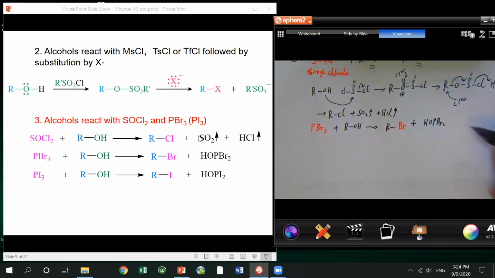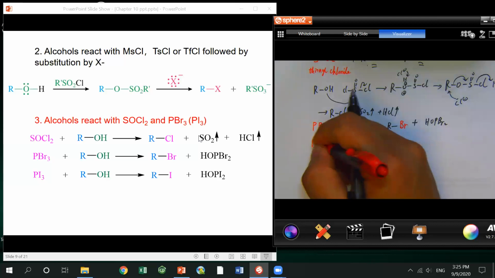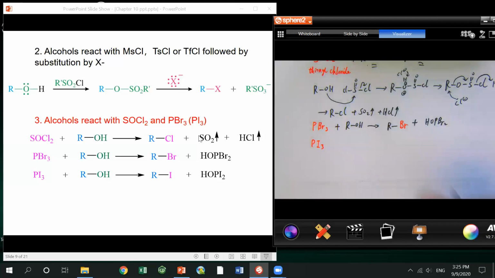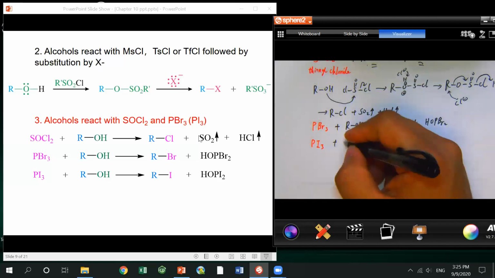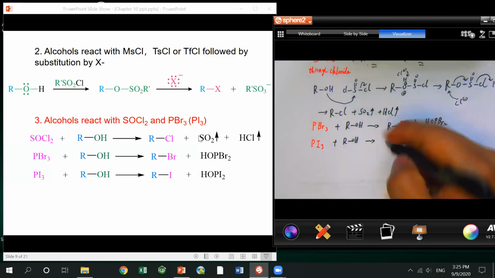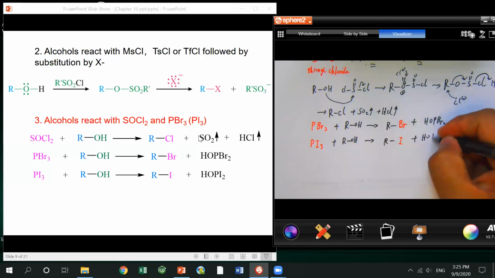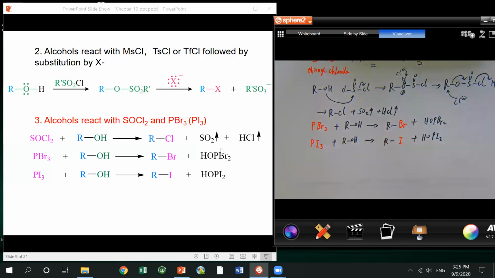The byproduct precipitates out, so after the reaction is done and you do the filtration, you get only the product in the solution. A similar thing applies for the alkyl iodide, where you use PI3, called triiodophosphine. Pretty efficient reactions.